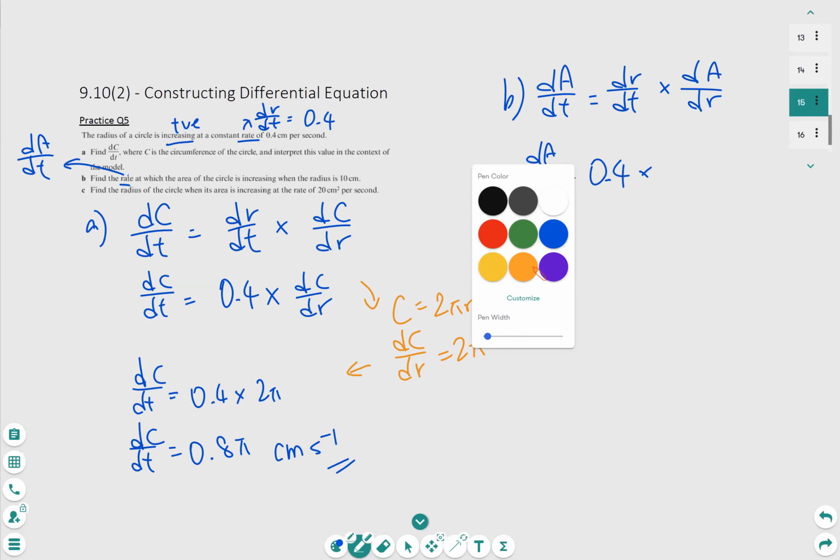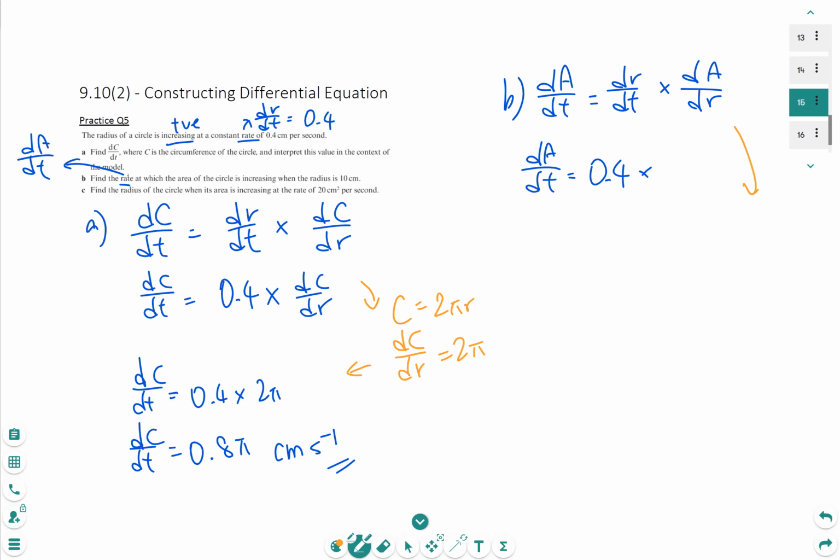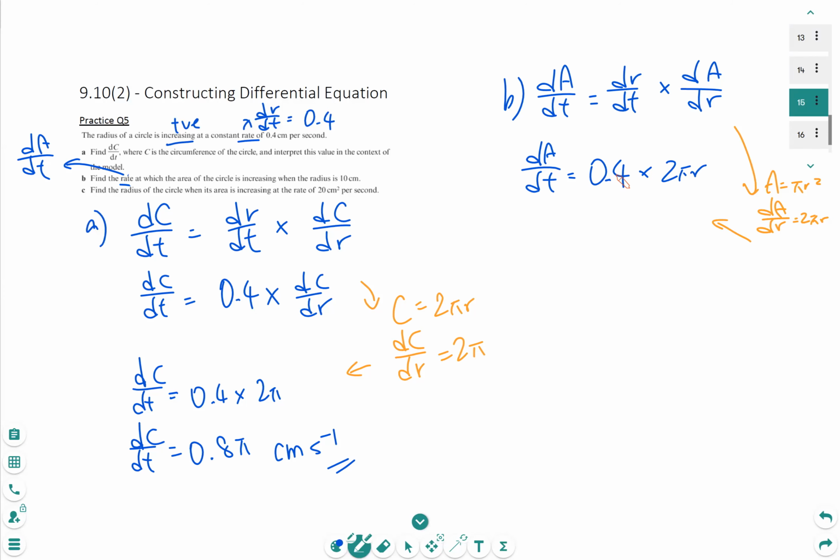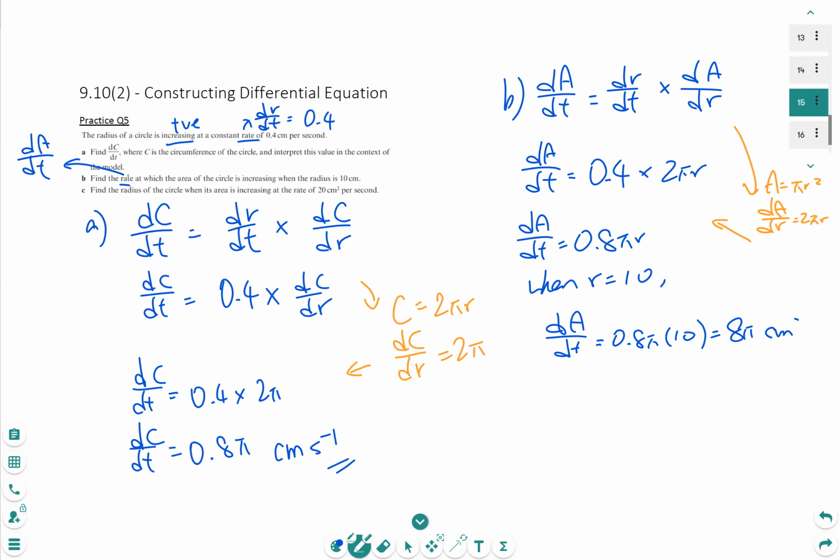Area and radius. The formula that combines area and radius, A equals pi r squared. So we can do dA by dr equals 2 pi r. Drop it in. Times 2 pi r. So dA by dt equals 0.8 pi r. We're told radius is 10. When r equals 10, dA by dt equals 0.8 pi times 10, which is 8 pi. Centimeter squared per second, because it's area. That's it.